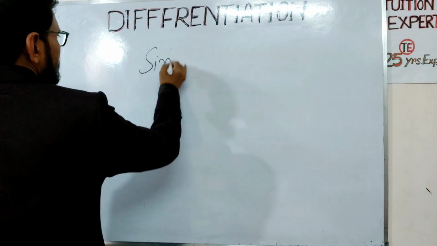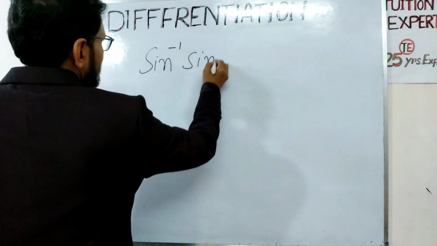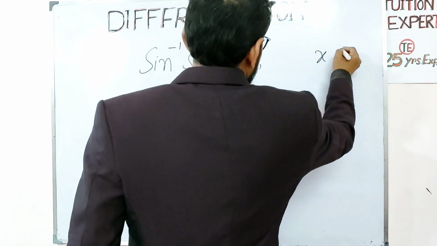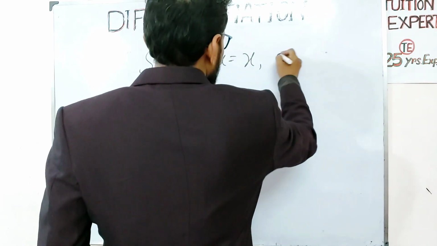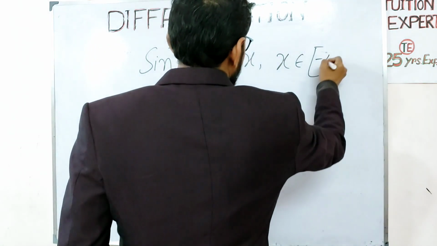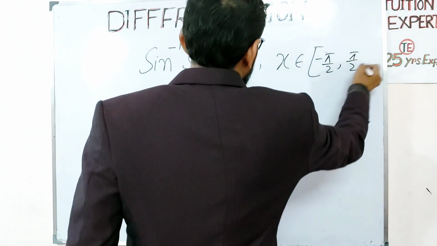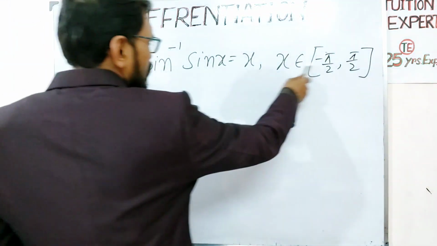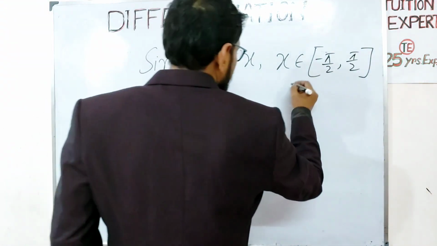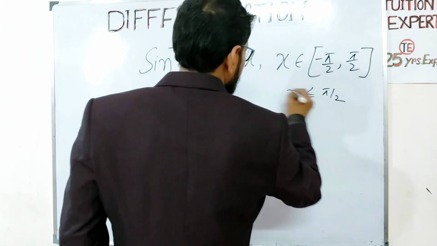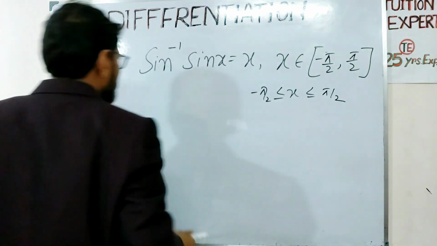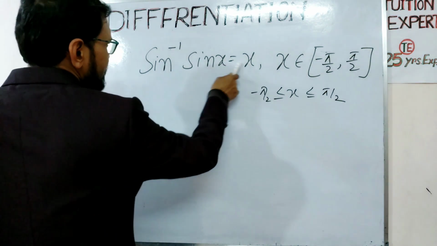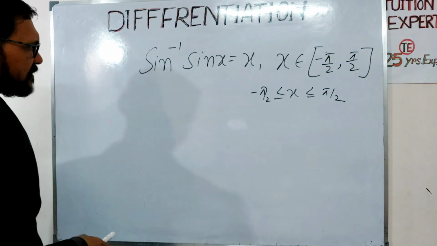Sin inverse sin x equal to x when x belongs to minus pi by 2 to pi by 2. So we can write sin inverse sin x equal to x when x belongs to this range. When the angle x lies between this, then we can write sin inverse sin x equal to x. Otherwise we cannot write.